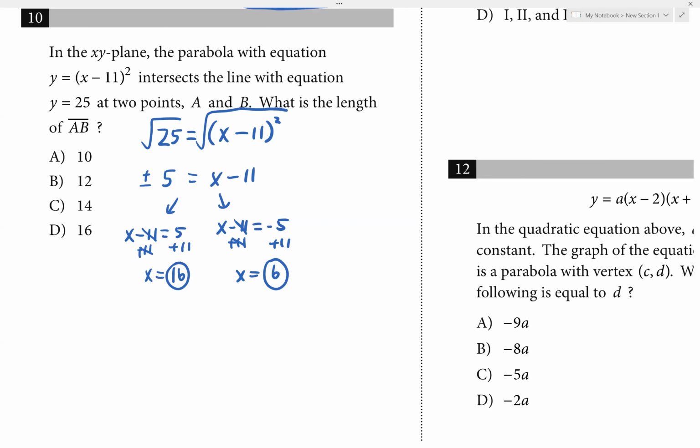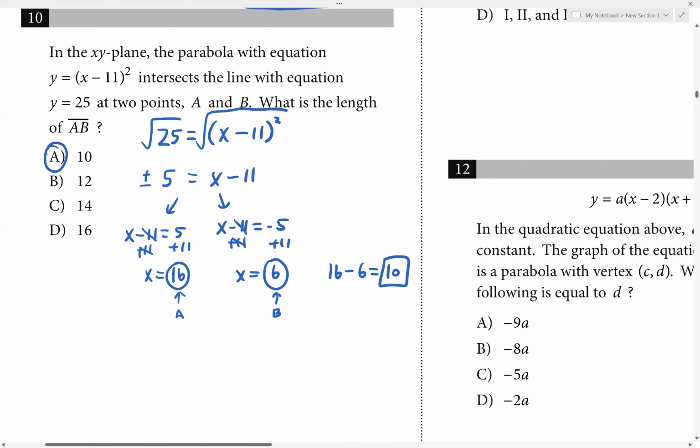Which means if they intersect at these 2 points, 16 we can say is A, and 6 is B. All right, what's the length of AB? So we're looking for the distance between the 2 points, how far apart they are. We have to subtract the two numbers. To find the distance, it will be 16 minus 6, and that's 10 units apart. So that's our answer, which is letter A.